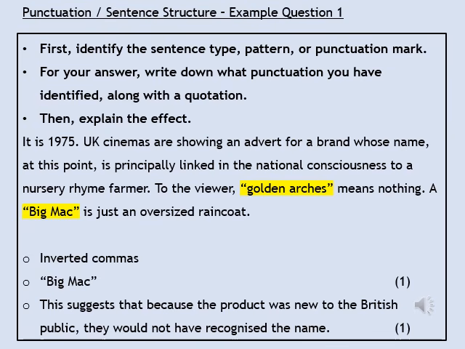What we've got to do is write down what punctuation we've identified, in other words, what kind of punctuation we see, along with a quotation from the passage showing this punctuation. Then, last but not least, we've got to explain the effect of this punctuation. We can see here that the use of inverted commas suggests that because the product was new to the British public, they would not have recognised the name.